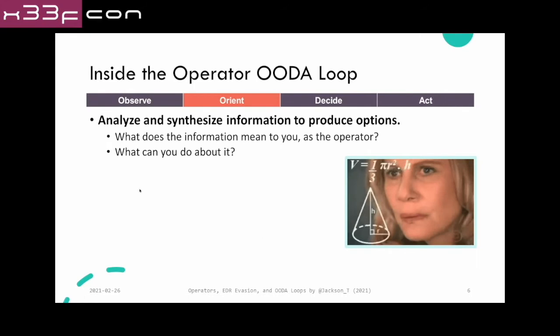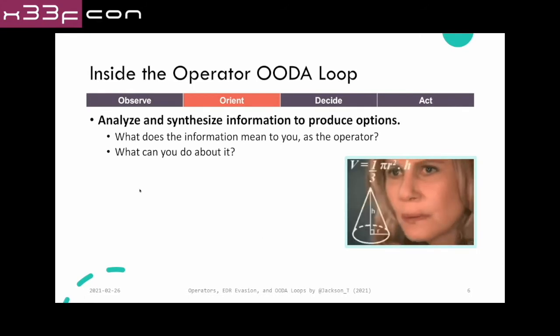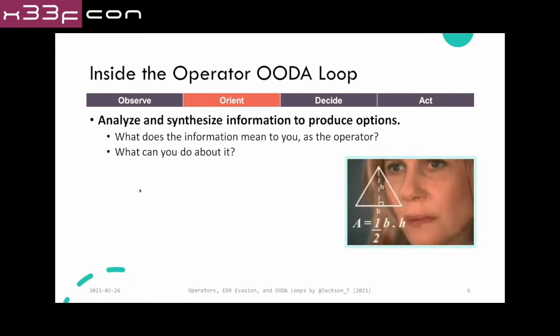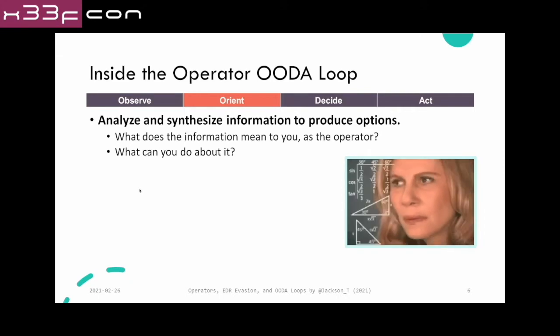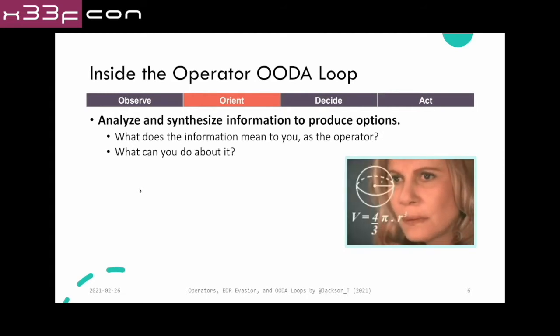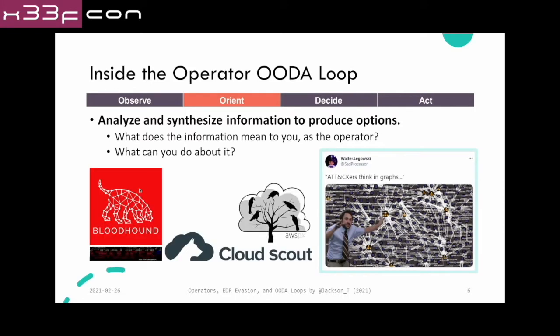Next, we have the Orient process, which is where we analyze and synthesize our observations and then produce options as a result. You can call them solutions or paths. I use them somewhat interchangeably in this context, but this is basically where we ask ourselves, what does this information mean to us, and what can we do about it? And I think this is why tools like BloodHound, Auspex, Grouper, etc. provide a lot of value, because they're good at automating some of the observe and orient parts for us.